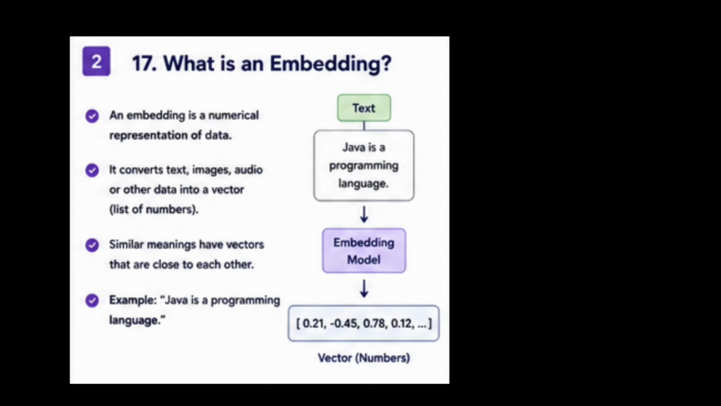The important point is that similar meanings are represented by vectors that are close to each other in vector space. For example, "Java is a programming language" and "Java is used to build software applications" have different words, but their meanings are similar. Their embeddings should therefore be relatively close to each other. This allows computers to compare meanings mathematically.